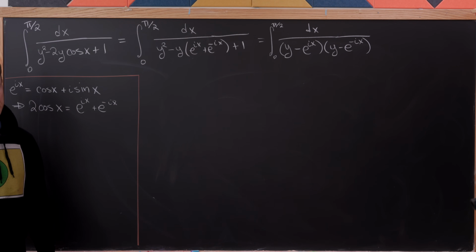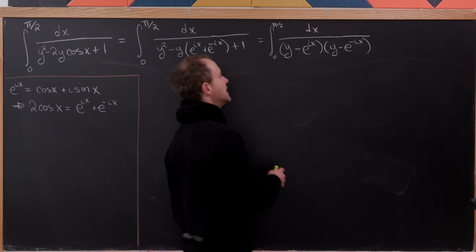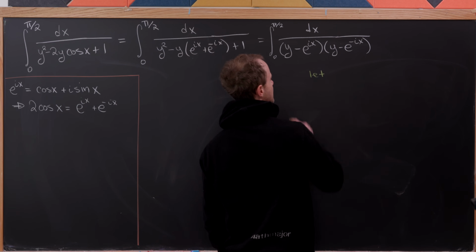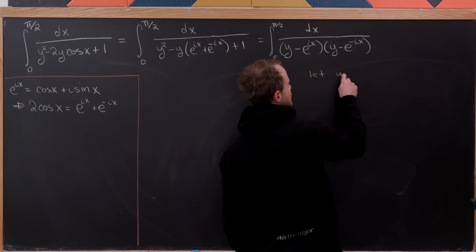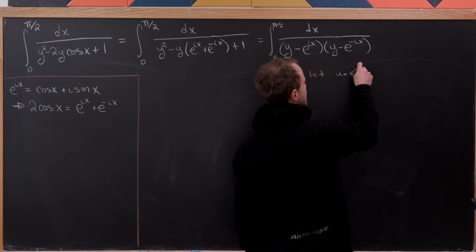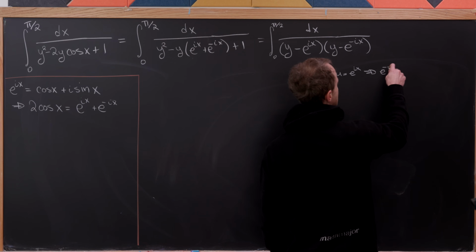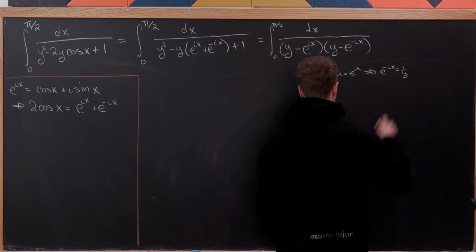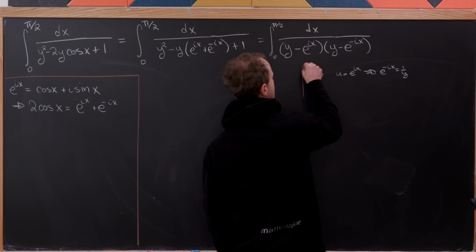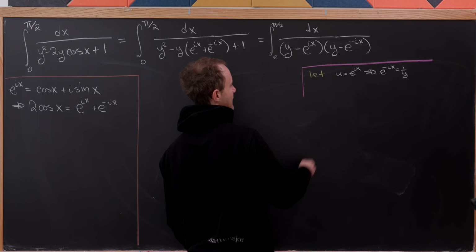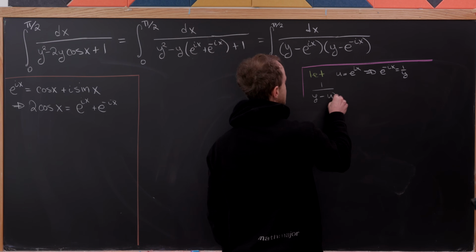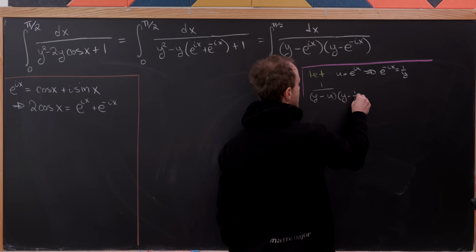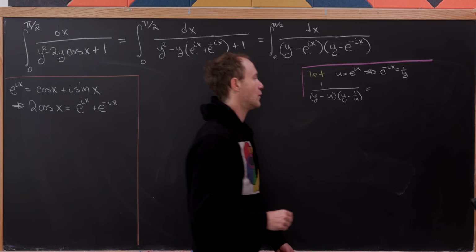So our next step is to do a partial fraction decomposition. In order to do this, I'm going to introduce a new variable just for the purposes of this partial fraction decomposition. I'll set it equal to u, and it'll be e to the ix. But that means e to the minus ix is equal to 1 over u. Okay, good. But then what do we have? We're going to have 1 over (y minus u) times (y minus 1 over u), and we want to decompose that.